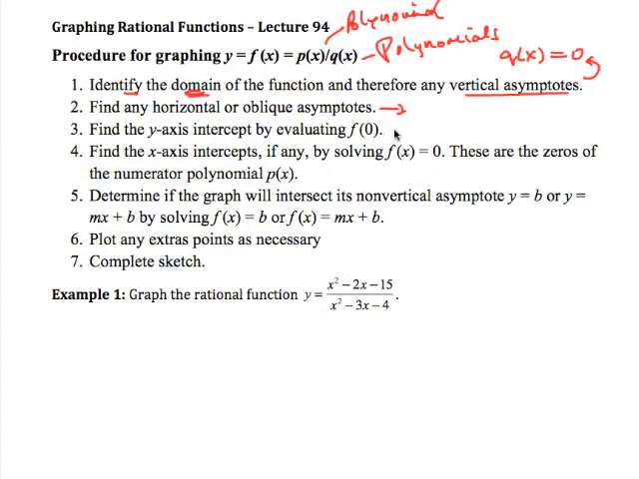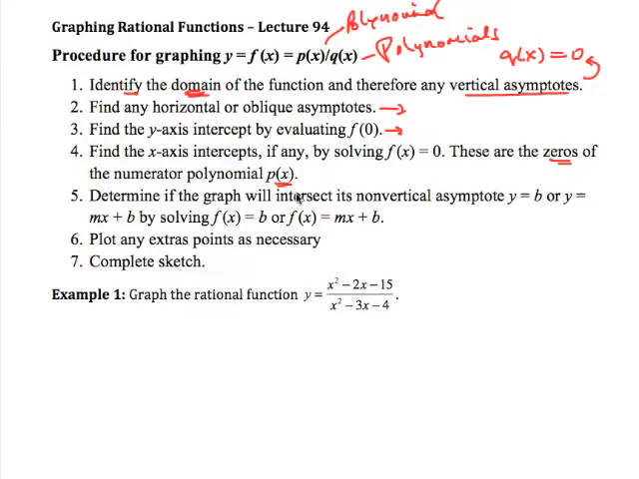We're going to find any points where the function crosses the y-axis. That's the y-axis intercept. We're going to find the x-axis intercepts by solving f of x equals 0, and these are actually just the zeros of the numerator p of x polynomial. So we're going to look at finding zeros for a polynomial.